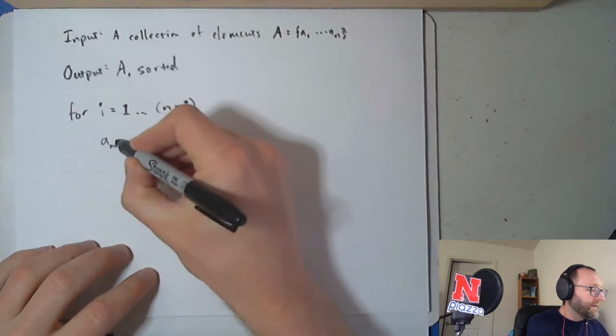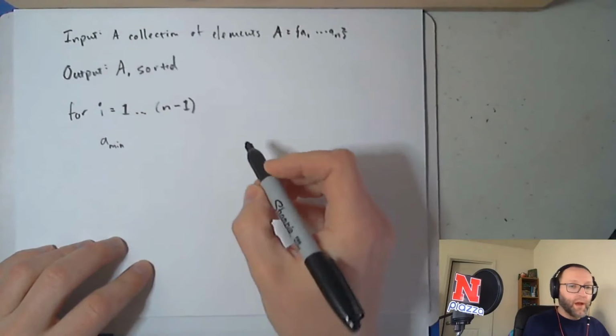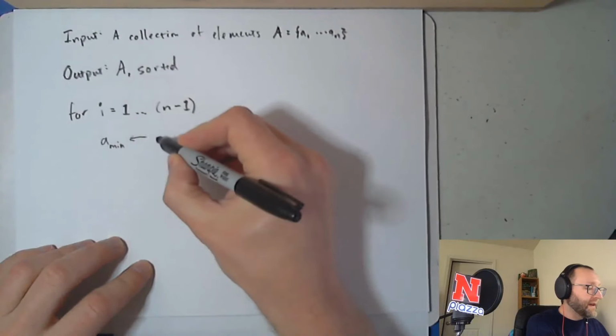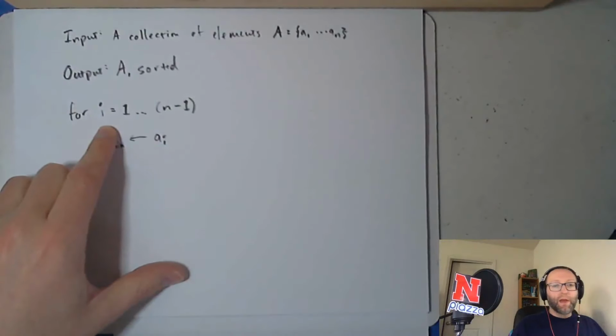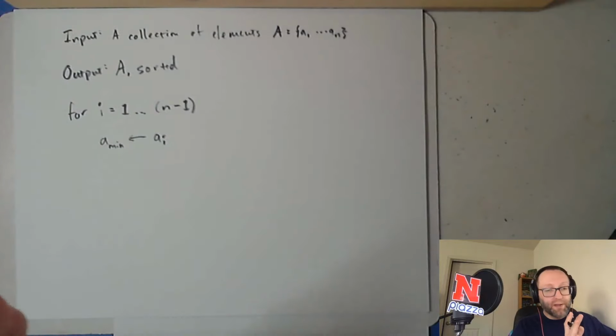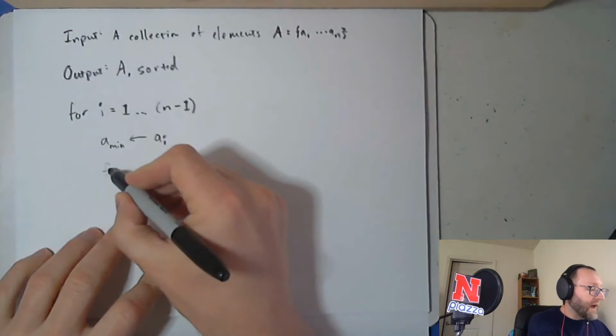A min, that's our minimum element. I'm going to designate that as the ith element here, a sub I. That's the minimum that we've found so far. And then what we're going to do is go through the rest of the remaining ones, and compare them to see if we can find anything smaller. So for that, I'm going to have another for loop.